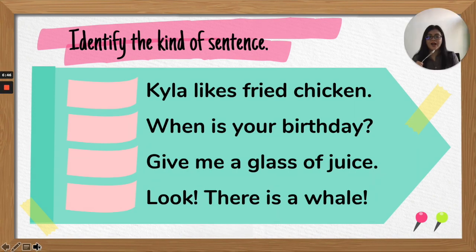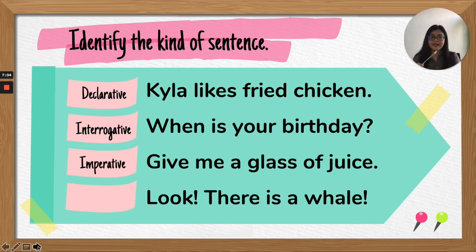Great job! Now, let's answer. Kyla likes fried chicken is a declarative sentence. When is your birthday is an interrogative sentence. Give me a glass of juice is an imperative sentence. Look, there is a whale! And that is an exclamatory sentence.